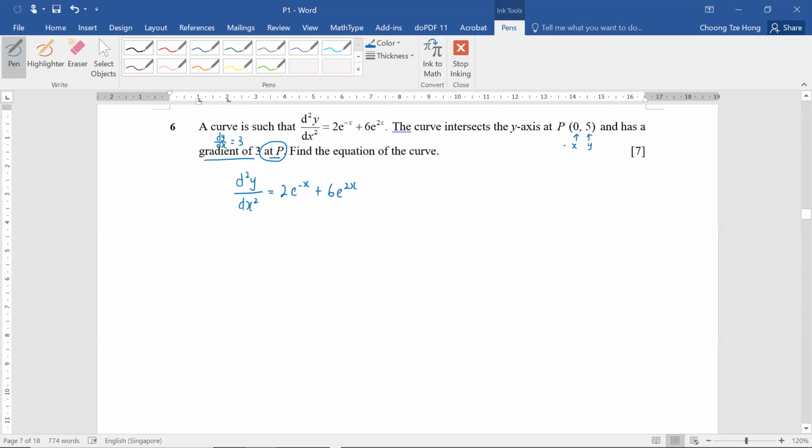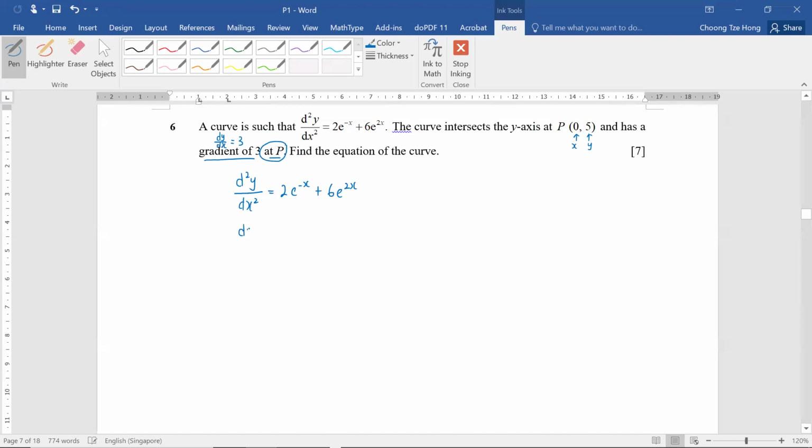This means that we should be able to formulate an equation using this information, and that will allow us to find the dy/dx function. Because remember, when we integrate d2y/dx squared, this is an indefinite integral. We are going to get a constant behind, and this information will allow us to formulate an equation to find out the constant c. So let's try it out.